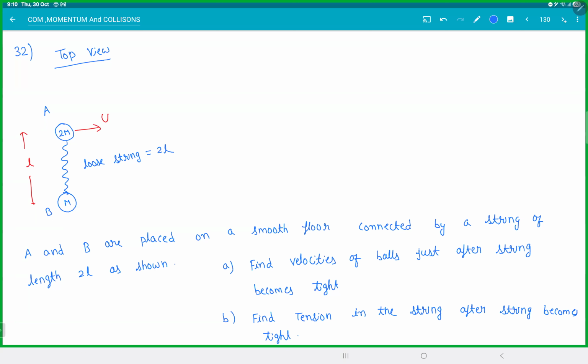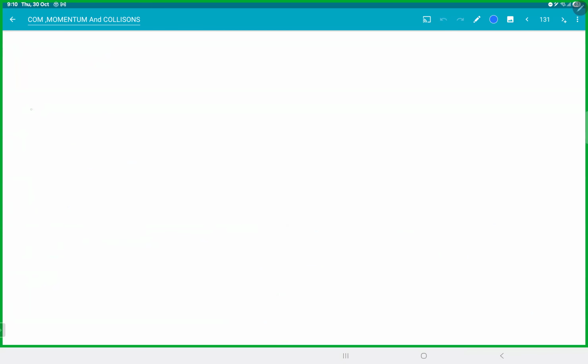Mu square by 8L. Okay, let's see. Look at the picture. This is a length L. The length of the string is 2L. That means this 2m will keep traveling, traveling, traveling. At some point, you'll reach here. That is when the string becomes tight.